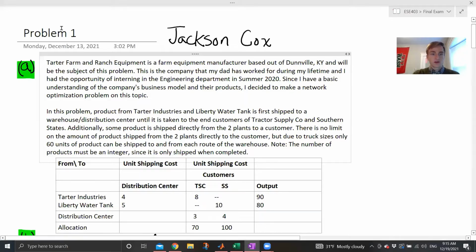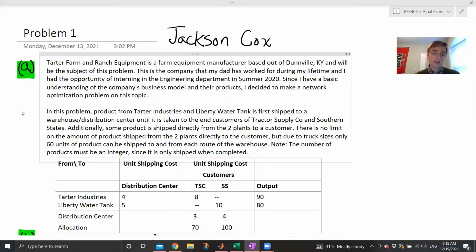First, in the actual problem, product from Tartar Industries and Liberty Water Tank is first shipped to a warehouse distribution center until it is taken to the end customers of Tractor Supply in southern states. Additionally, some product is shipped directly from the two plants to a customer. Now, this is important information.